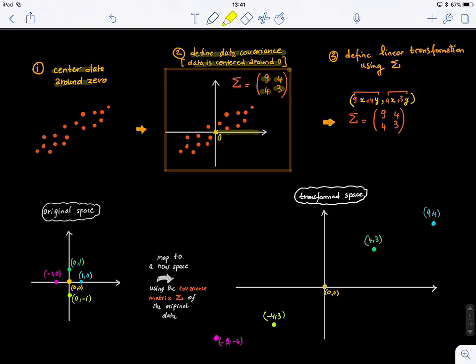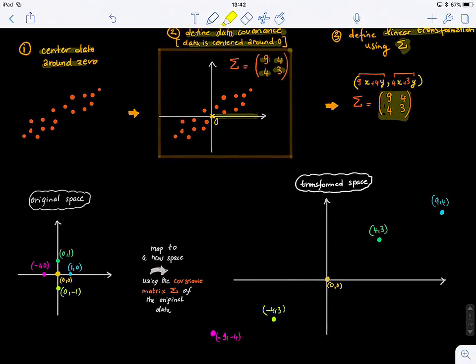We will define a linear transformation using sigma. If you guys don't know what a linear transformation is, I'll explain. It's very intuitive. Sigma is a matrix. We can use this matrix to map a set of points in the original space to a new, transformed space. How can we possibly use this sigma, the covariance of the original data, to transform the space, to stretch the space?